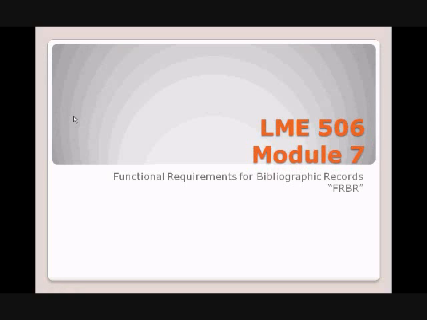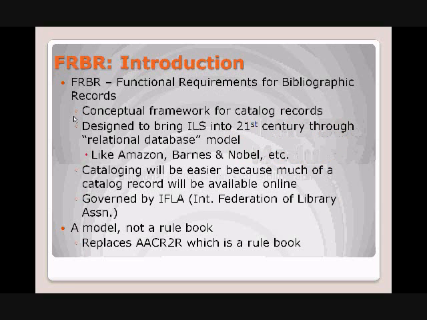Hello, this is Module 7, Functional Requirements for Bibliographic Records, or FRBR. FRBR is a relatively new concept in cataloging, so let's talk about it very generally a little bit and then try to break it down into its parts so we can better understand FRBR and also how it functions in the newer online automated catalogs that work with a relational database kind of framework.